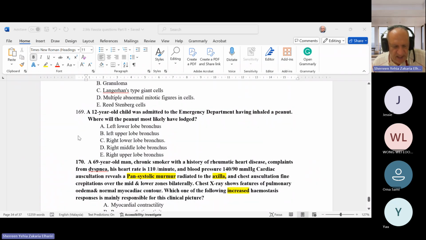Next question. A 12-year-old child admitted to emergency has inhaled a peanut. Where is the peanut most likely to lodge? Anyone? Easy question. Right lower lobe bronchus. Yes, so it is the right lower bronchus, by gravity. And why the right side? Because the right side is in continuity with the trachea, so it is very commonly seen on the right side. Okay.